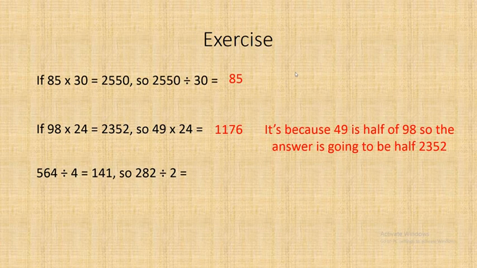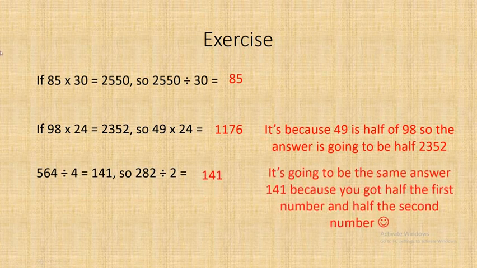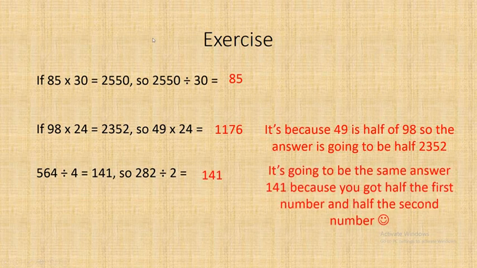Okay, so here it's because we said that the 2 is half of the 4, and the 282 is half of 564. So you got the half of this number and the half of this number. So I think that we didn't do anything. It means like when we simplify fractions, they are equal. So it's going to be the same answer, 141. You got the half of the first number and the half of the second number, so it's going to be the same answer. Okay, don't be confused in that part, please.